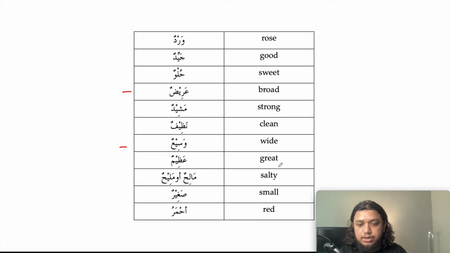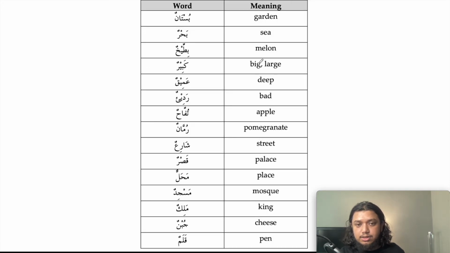Azim means great, like Allahul Azim, Allah is great. Malih aw malih. We learned in the last lesson that aw means or. So malih is salty, or malih. So you can use either. You could say malih or you can say malih. They both mean salty. Saghir, that's saghir means small, opposite of kabir, which means big.